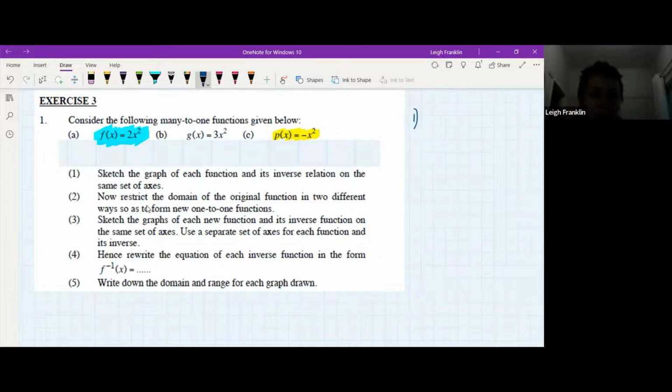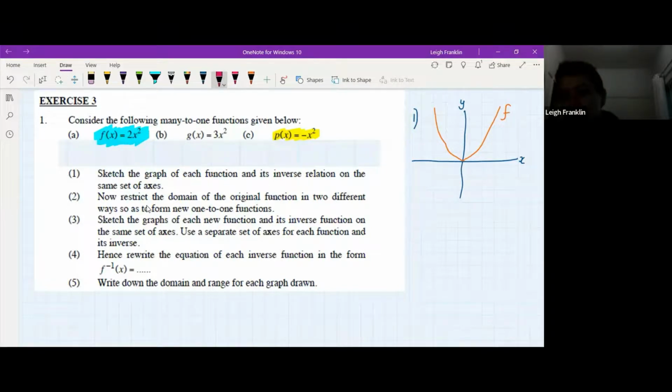So when they want us to sketch something on the same set of axes, this really doesn't need to be a work of art. There's our axes, I'll just stick with this for now, it doesn't matter. Now when it comes to drawing the graph of f of x, that's a terrible parabola, but anyway, there we go. So that would be f like that. And now its inverse relation is going to end up looking like that. Okay, that's what they want from us.